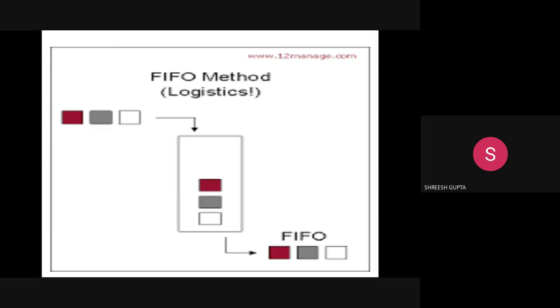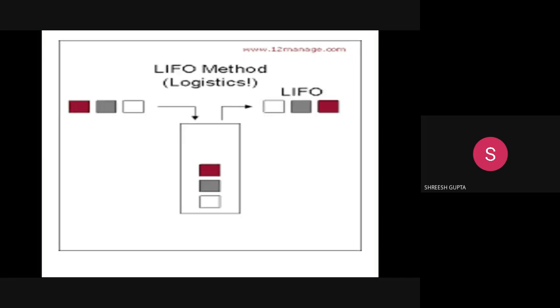So that is the pictorial graph of the FIFO, first in first out. It is the LIFO, right? Last in first out. In general logistics we use it.